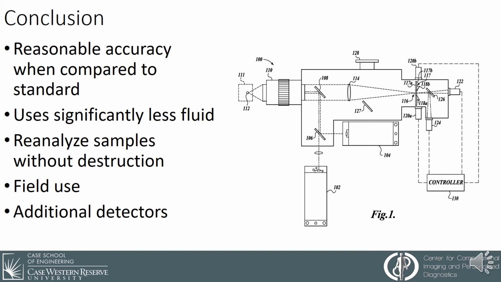However, it uses significantly less fluid and also allows for the lab to reanalyze samples as they are no longer being diluted by the sheathing fluid, and thus you can rerun the same sample over and over again until the sample itself is degraded by repeated exposure to light.